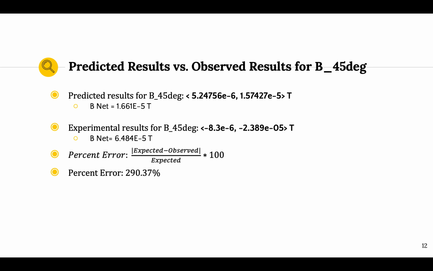So observing the predicted results versus observed results for the B at 45 degrees. The predicted results are shown above and the experimental results are shown above, and using the percent error calculation, which is the absolute value of expected minus observed value divided by expected value times 100, the percent error is pretty large at 290.37%.